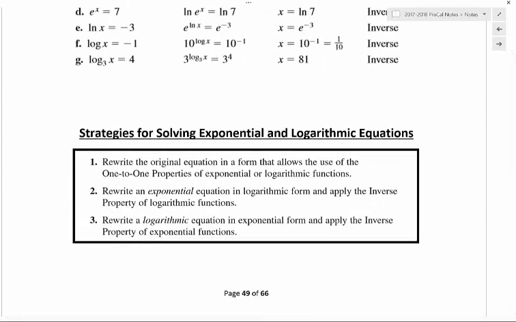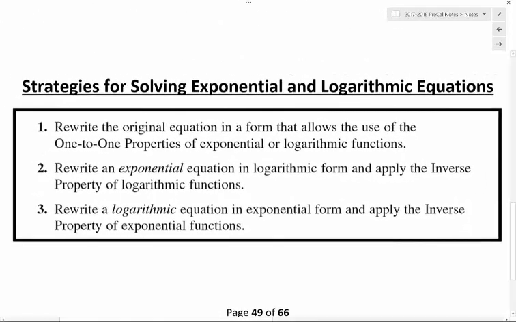So some strategies for solving exponential and logarithmic equations. Number 1, rewrite them in a form that allows the use of 1-to-1 properties. Rewrite an exponential equation in the logarithmic form and apply the inverse property. And likewise, rewrite a logarithmic equation in exponential form and apply the inverse property.